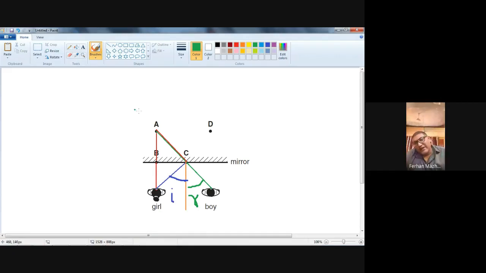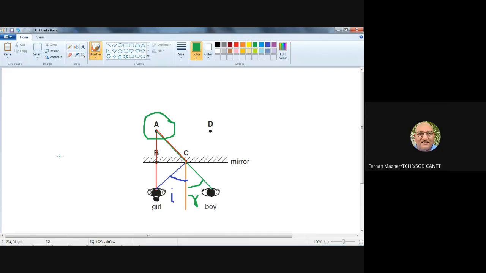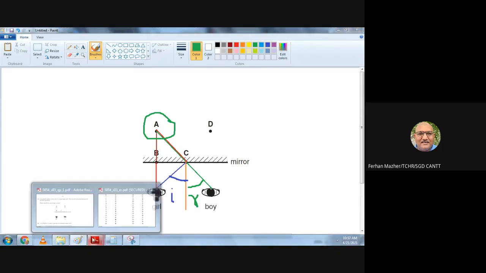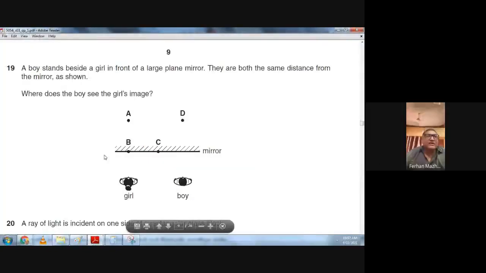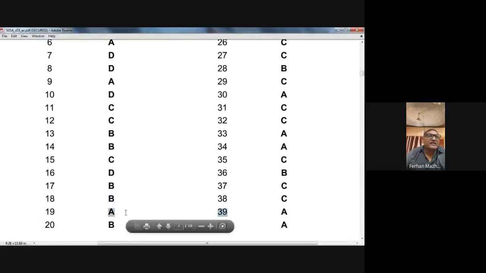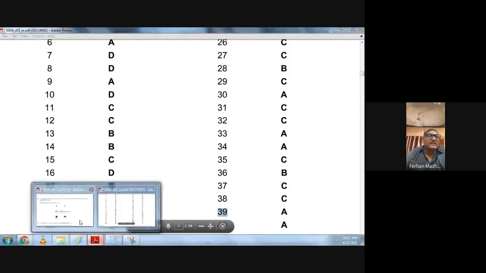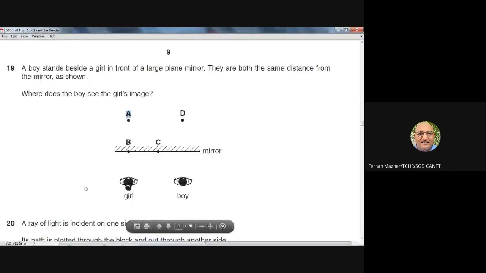If they are equal, then where this red and this green line intersect, at this point, here the image will be formed. So this is how I locate the image in the mirror. So the boy will be able to see the girl at position A. It took a little time, but you know A is the answer. So question number 19, A is the right answer. Let's check the marking scheme. Question number 19, A is the right answer. So hopefully you have understood. Let's move to the next question.